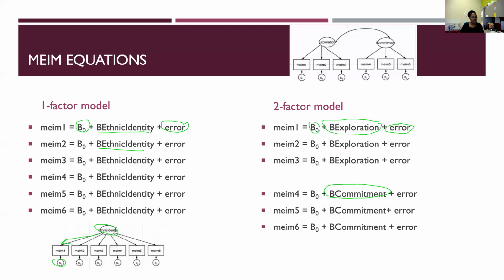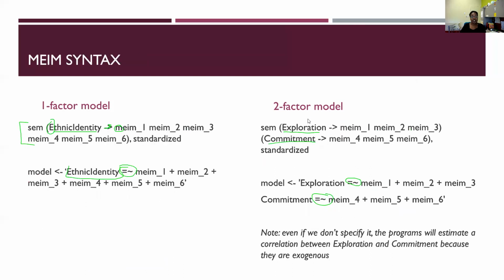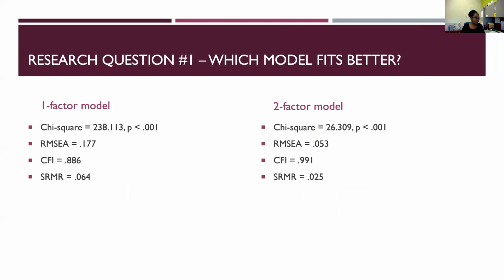All right, and so then going back to our diagram here, you will see that there is a correlation between exploration and commitment here, and that is going to be a default in all of our programs. Because exploration and commitment are exogenous variables, the programs are going to assume that they are correlated. All right, so research question number 1 is, which model fits better?